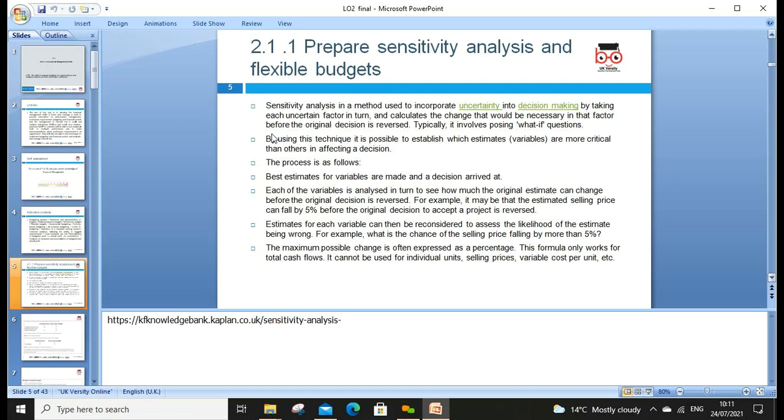By taking each uncertain factor in turn, we calculate the changes that would be necessary in the factors before the original decision is reversed. So it typically involves posing what if questions. By using this technique, it is possible to establish which estimated variables are more critical than the others affecting the decision. So best estimates of variables are made and the decision is arrived at, like a material price, like a selling price.